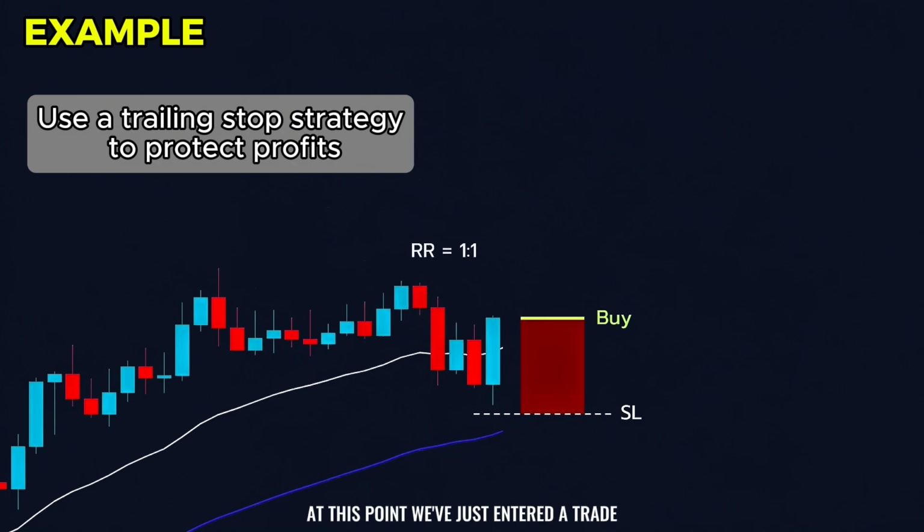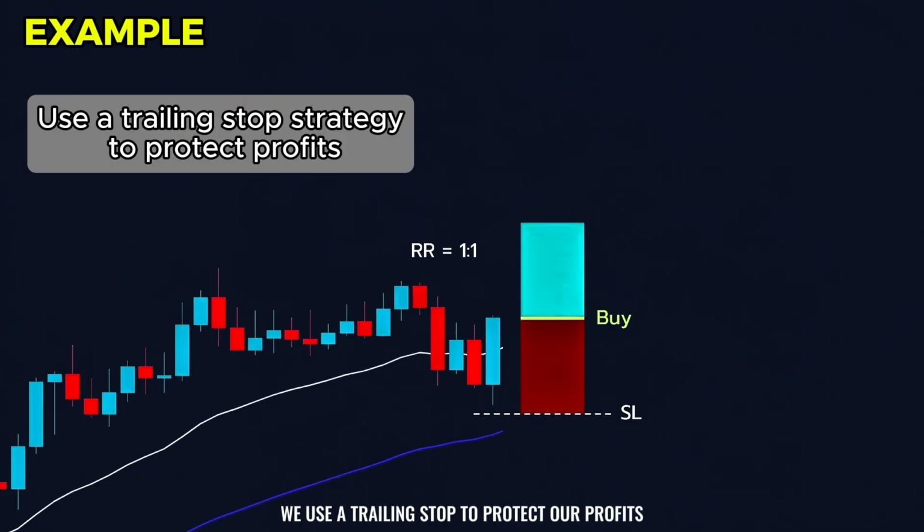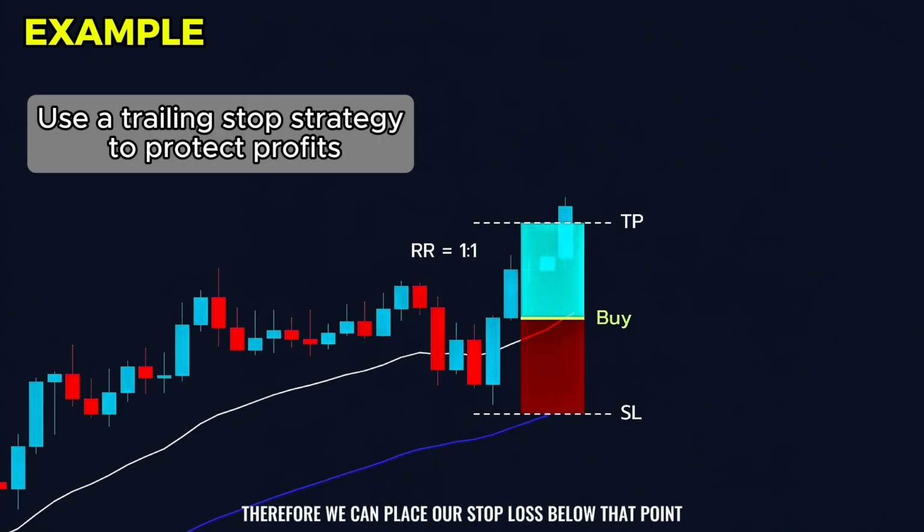At this point, we've just entered a trade after all 3 previous conditions have been satisfied. We use a trailing stop to protect our profits. The first step is to place the stop loss below the swing low. Whenever the price pulls back into the EMA channel, it naturally forms a swing low. Therefore, we can place our stop loss below that point. Next, we set our first take profit target. We use a risk-to-reward ratio of 1:1. Whatever the size of our stop loss, our take profit is the same distance. This becomes our first TP.